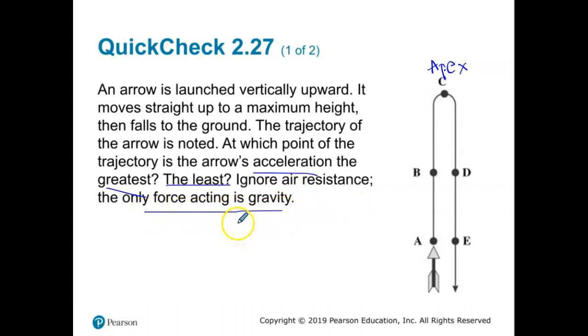So this is one of those tricky questions that I said was going to come up later. The acceleration is equal to g at all points. So it's always that negative 9.8 meters per second squared. So they are all the same is the correct answer.